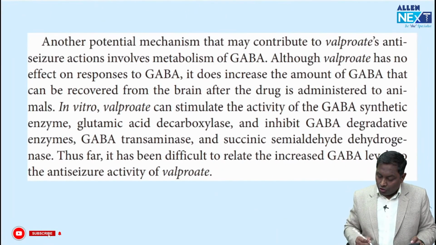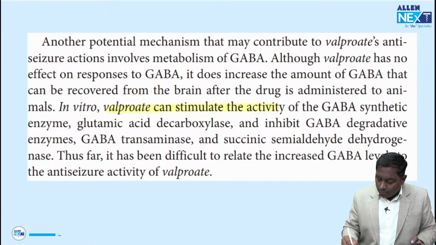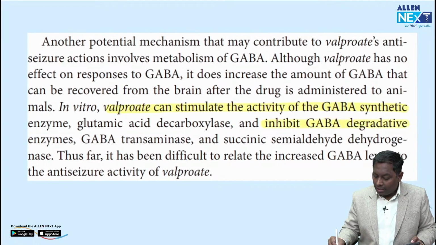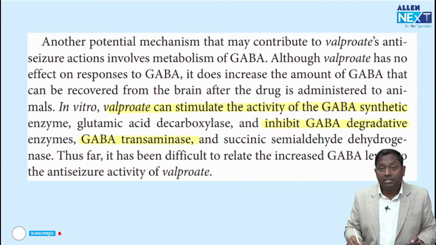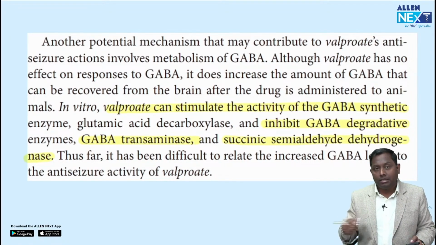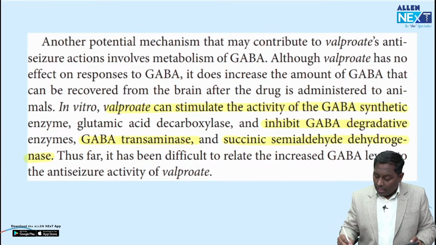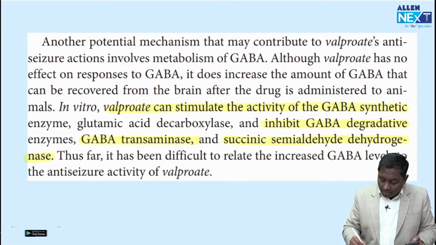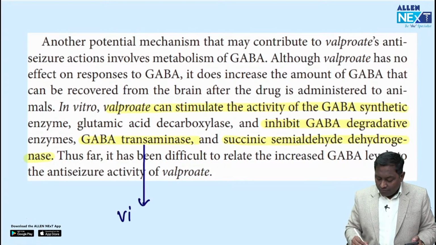Here there is a quick screenshot from Goodman and Gilman that valproate can stimulate the activity of GABA synthetic enzyme, glutamic acid decarboxylase, and inhibit GABA degradative enzyme. They are going to inhibit the degradative enzymes of the GABA by the name of GABA transaminase and SSA, that is succinic semialdehyde dehydrogenase. So they are increasing the level of GABA by two important mechanisms, and one is GABA transaminase inhibition. A specific drug that is a GABA transaminase inhibitor is known as vigabatrin.